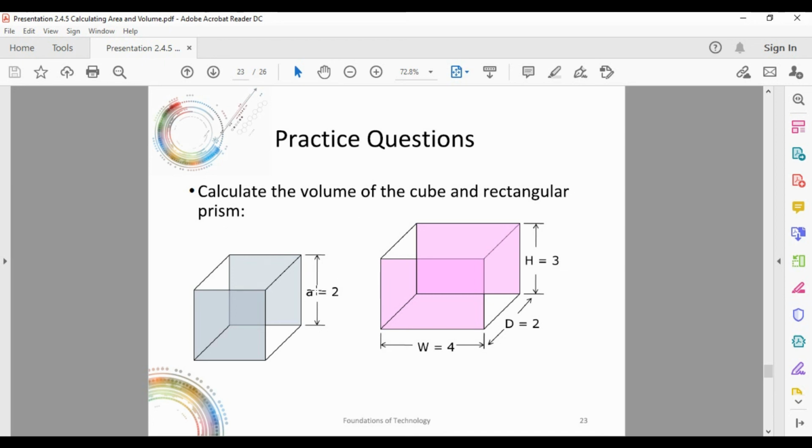If the height here is 2, it's going to be 2 times 2 times 2, which is 8. And for this rectangular prism, this is 4 times 2, which is 8, times 3, which is 24.